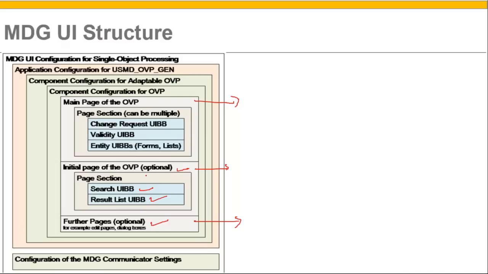And main page has the change request UIBB details and entities related to your type 1 and type 4 in the data model. Now there is something called change request UIBB. This UIBB will come automatically if you maintain the communicator settings. So every MDG application will have communicator settings. We don't design this change request UIBB. That will come from communicator settings automatically.